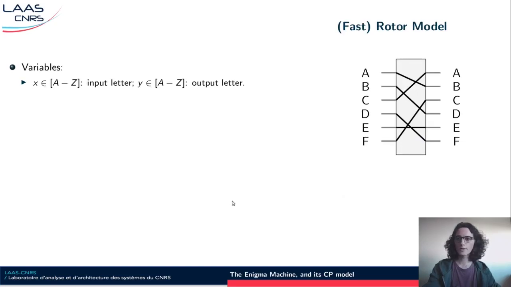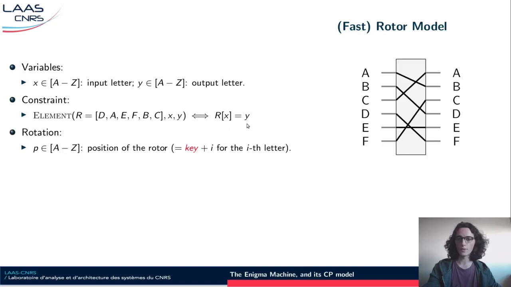So how do we model this using constraint programming? For each rotor, we have 2 variables, the input letter and the output letter. We have an element constraint to link the 2 variables, but on top of that, we have a variable corresponding to the offset of the rotor. So this is composed both of the key, so the initial position of the rotor, plus an increment for each keystroke.